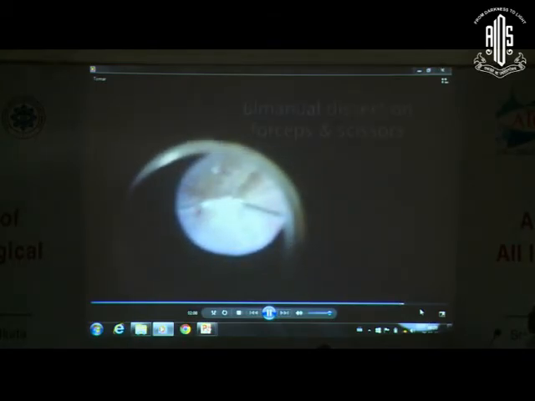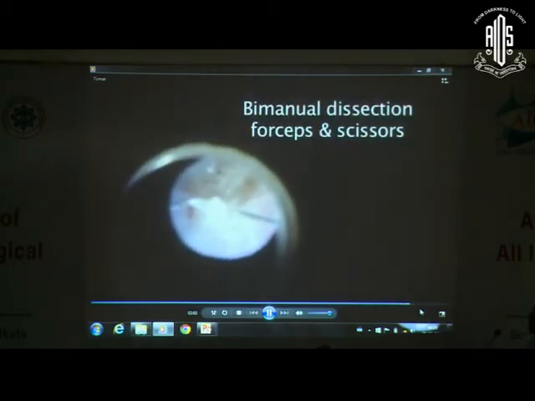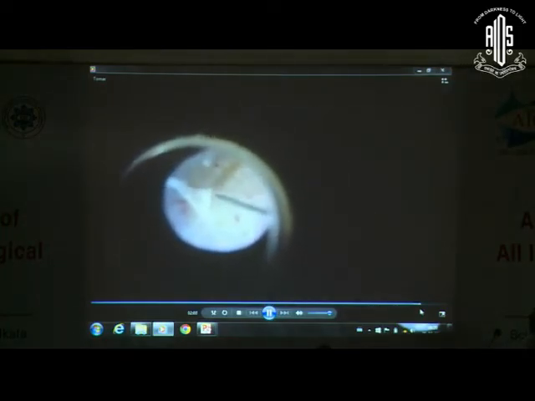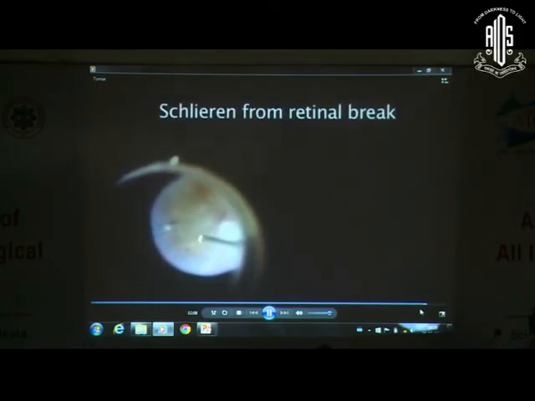As you see here, this broad area could not be done with just the cutter. So here we shifted to the bimanual and the contact lens to remove this tissue from the surface, and that was the end of the case.